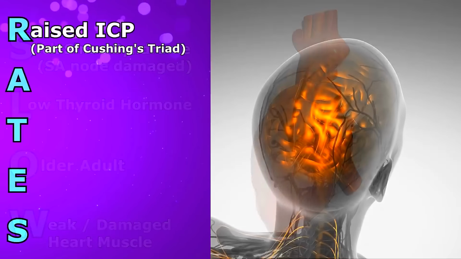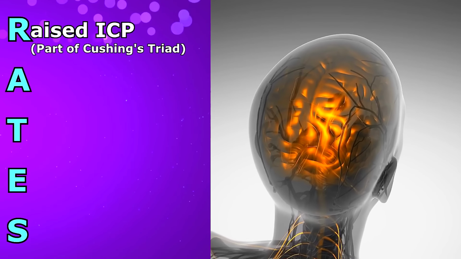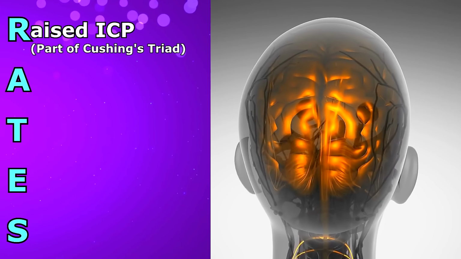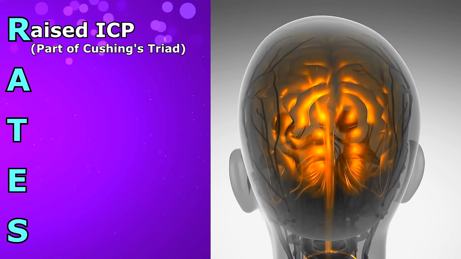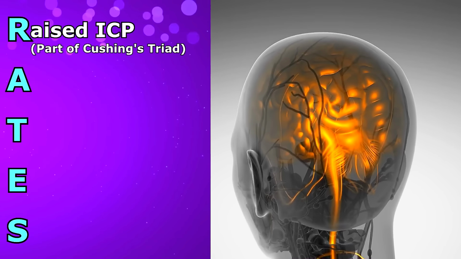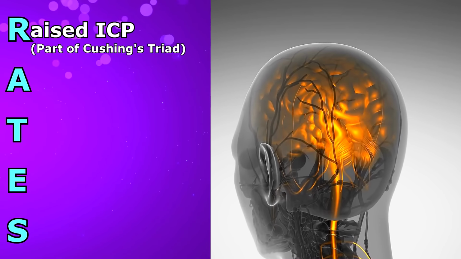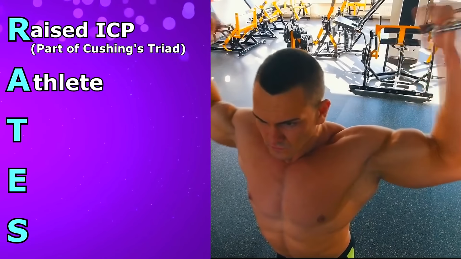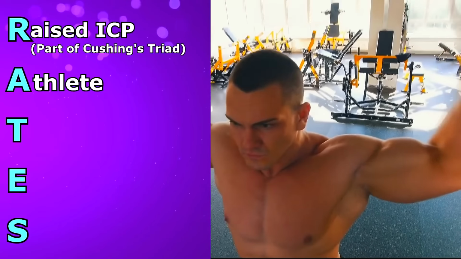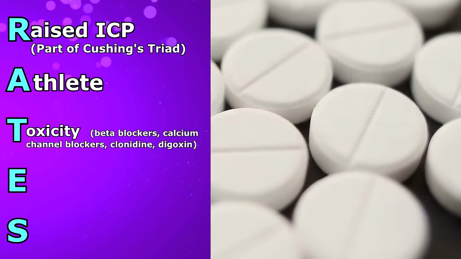Then we have R for raised intracranial pressure. So a part of Cushing's triad actually is a slow heart rate. So if your patient has a slow heart rate, the respirations are irregular, and they have a widened pulse pressure, you want to think, okay, we have some issues with our intracranial pressure. A is for athletes, so people who are very well conditioned, their heart will be at a slower rate. T is for toxicity of certain medications.